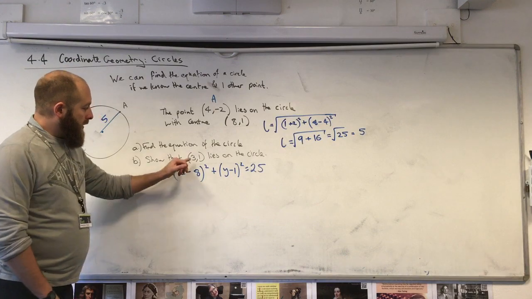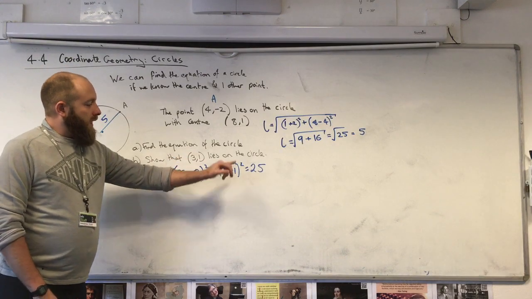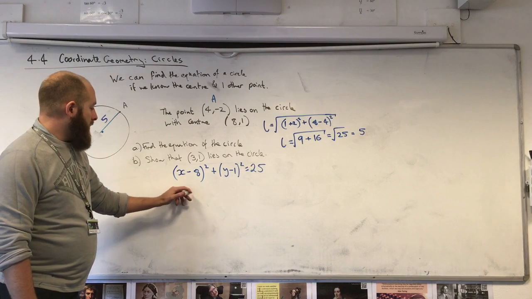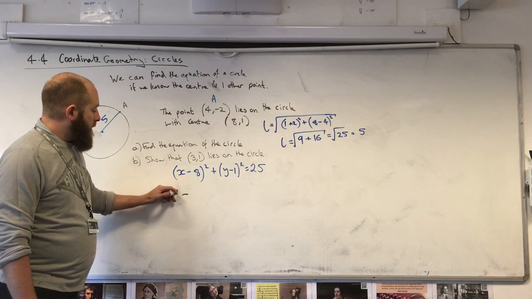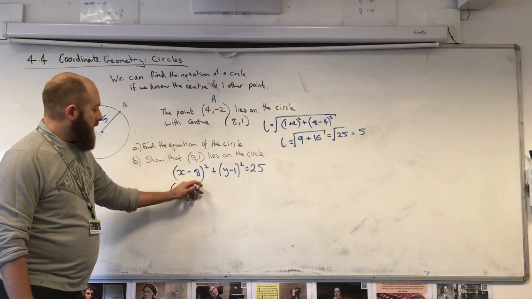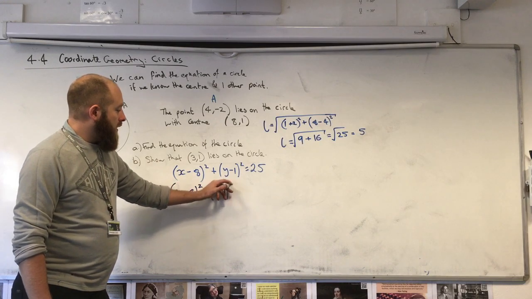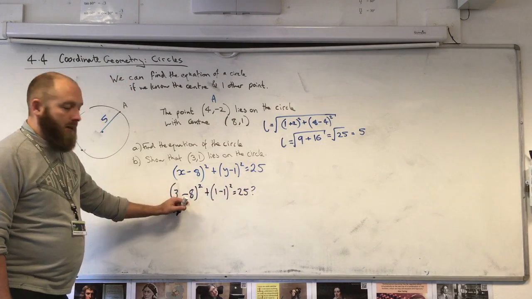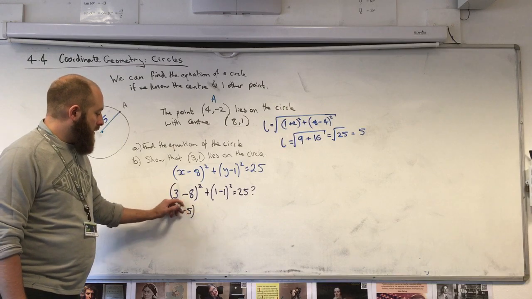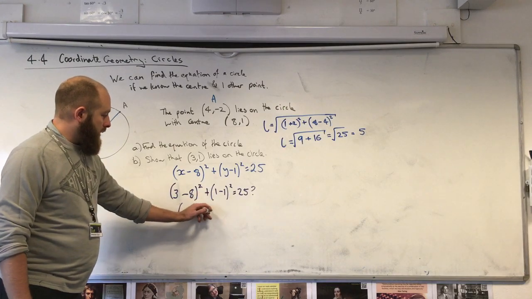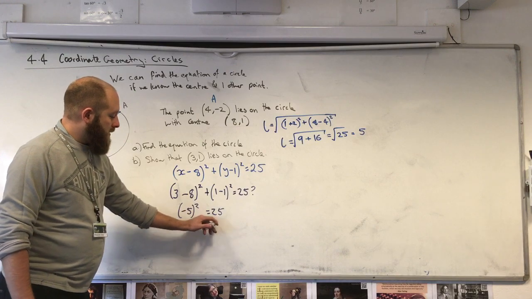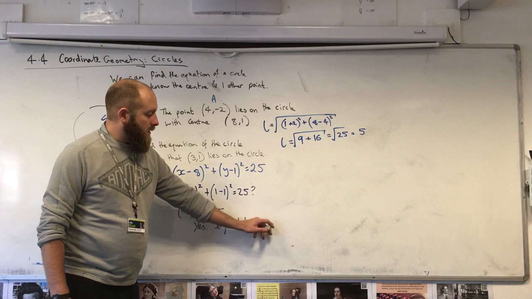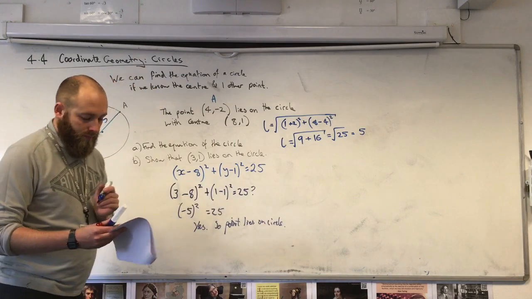Okay, part B, show that (3, 1) lies on the circle. All we're going to do is put in the point, 3 as x and 1 as y, and see if it does equal 25. So we get 3 minus 8 squared plus 1 minus 1 squared equals 25. 3 minus 8 is minus 5. 1 minus 1 is 0, so it's minus 5 squared equals 25. Yes, so the point (3, 1) lies on the circle. Excellent.